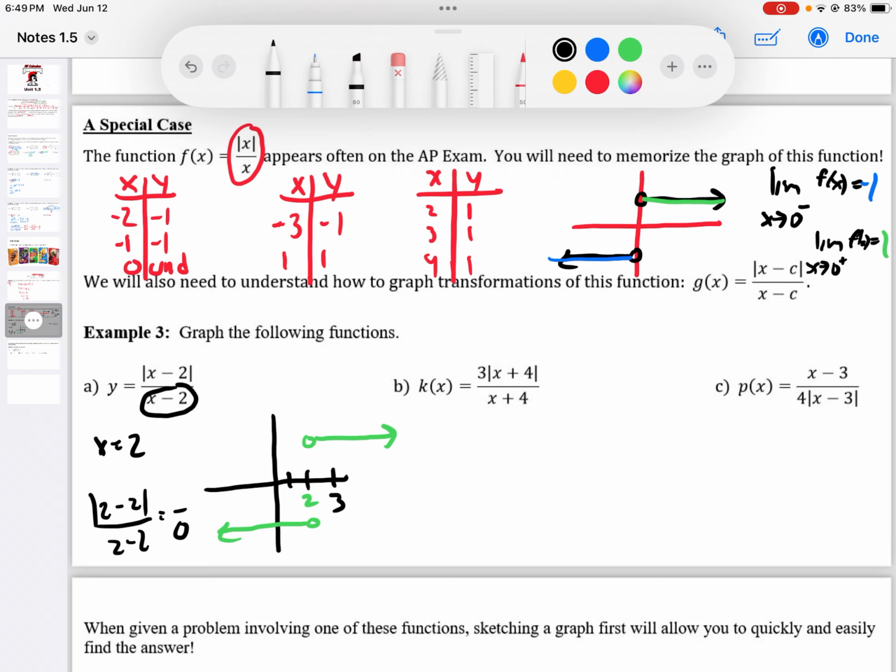I know 2 is the problem. If I plugged in 3, okay, absolute value of 3 minus 2 is 1, over 3 minus 2, which is 1, so I get 1. So this number is 1, this number is -1, and I can go with my limits from there.